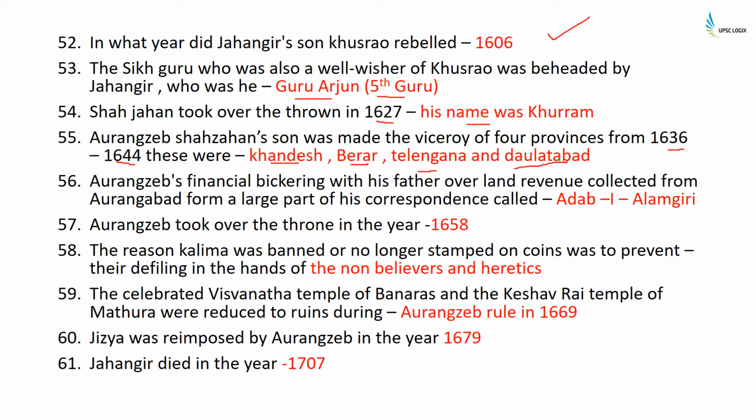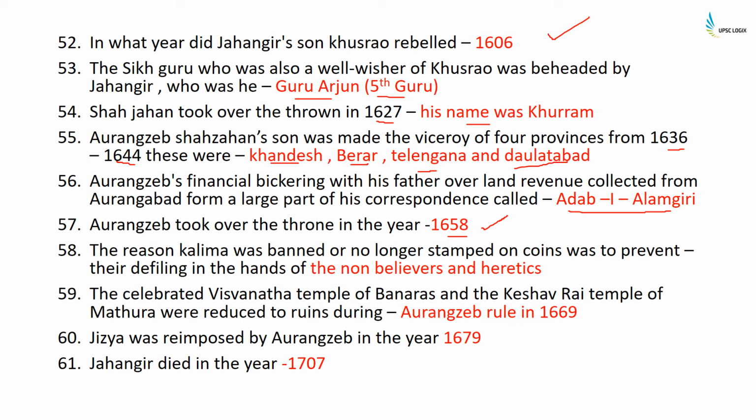Aurangzeb's financial bickering with his father over land revenue collected from Aurangabad forms a large part of his correspondence called Adab-e-Alamgiri. Aurangzeb took over the throne in the year 1658.